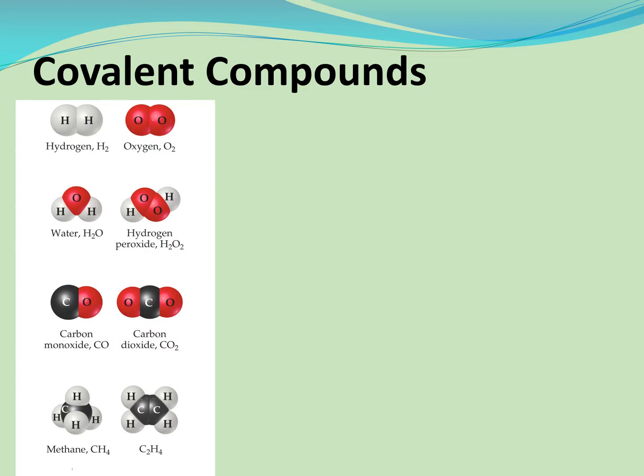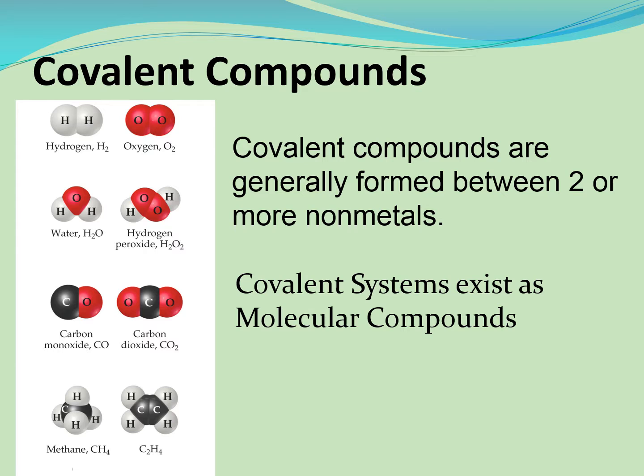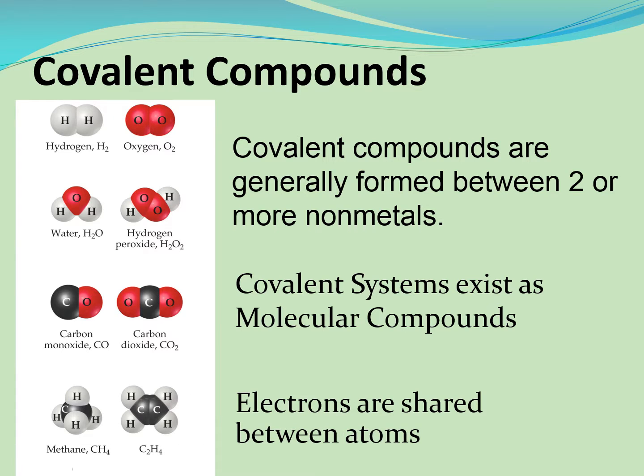Covalent compounds are typified by being molecules. So covalent compounds are generally formed between nonmetals. You can see a series of examples of nonmetals here, like hydrogen, oxygen, water. We've got carbon monoxide, carbon dioxide. So covalent systems exist as what are called molecular compounds. And the electrons are shared between the atoms, and it's the sharing that keeps these bound together.